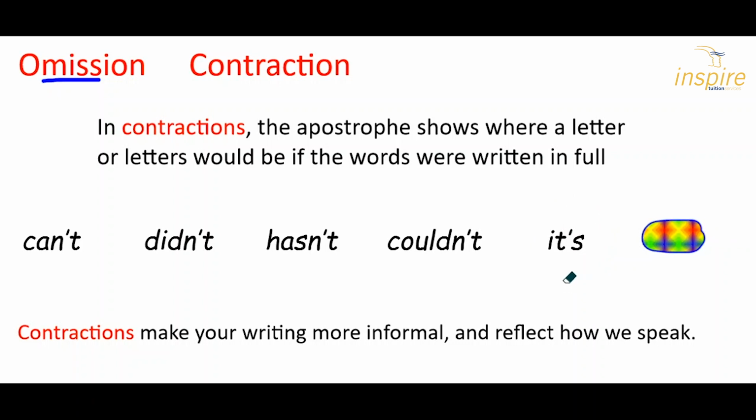It's is short for it is. The apostrophe goes between the T and the S, where the I should be. I'll is short for I will. The letters W and I are missing. We still put the apostrophe to show where the letters should be.